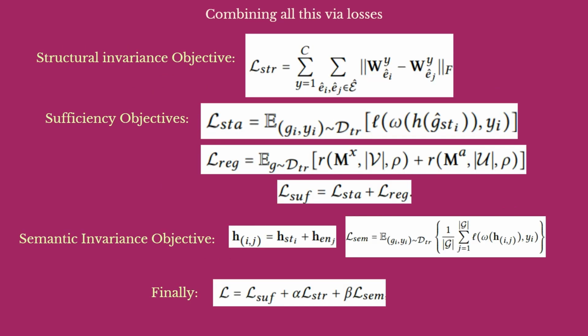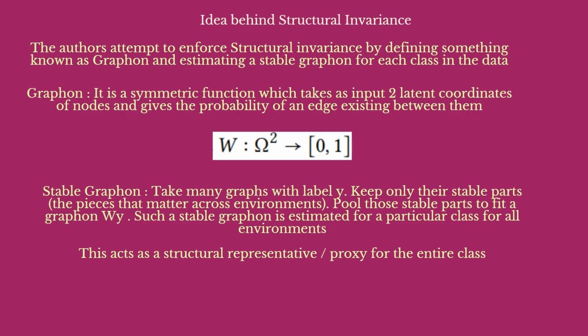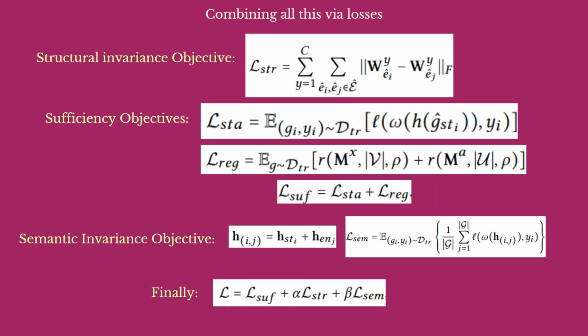So essentially, we extract multiple such representations for a fixed label across environments. For each label and each environment, there is a representation called a stable graphon, and we bring them closer. So the structural invariance objective is to take these graphons from different environments, with the label fixed, and bring the graphons across environments closer. This is the Frobenius norm, and then we iterate it across the classes.